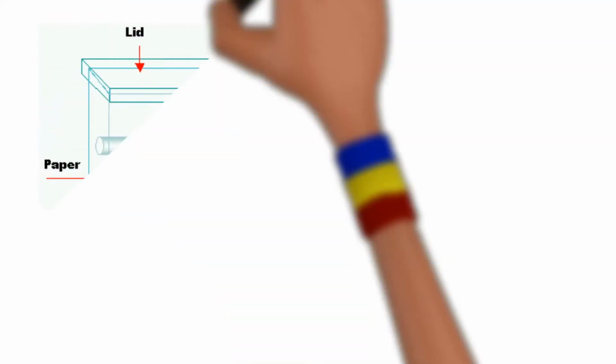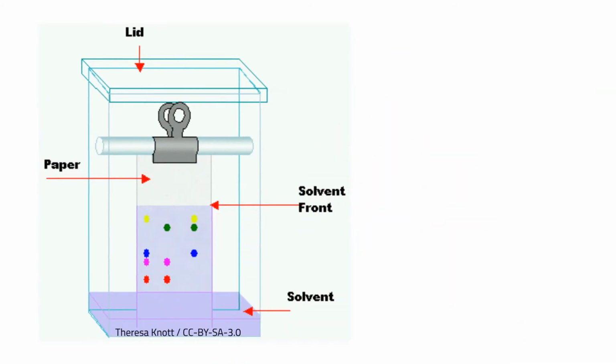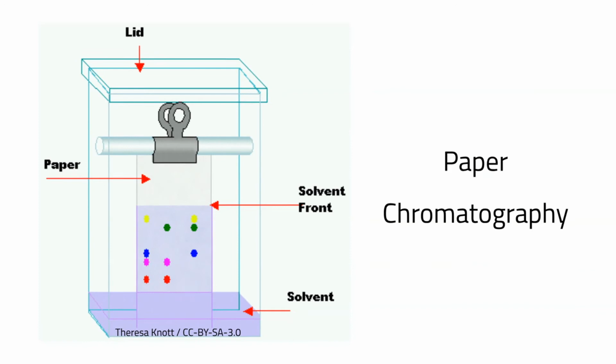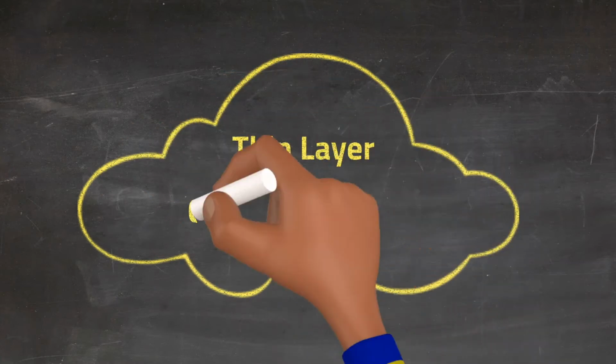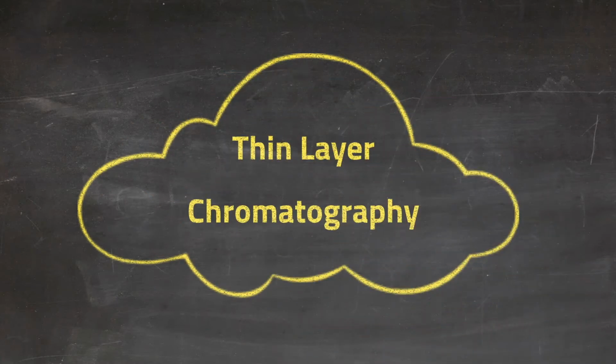You might remember an experiment when you were younger where you used paper to separate the pigment in ink. This is called paper chromatography, but it's now mostly used to teach chromatography to students. In laboratories, we have replaced it with thin layer chromatography, which is what I will be talking about today.